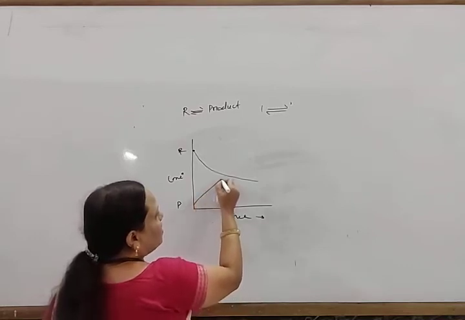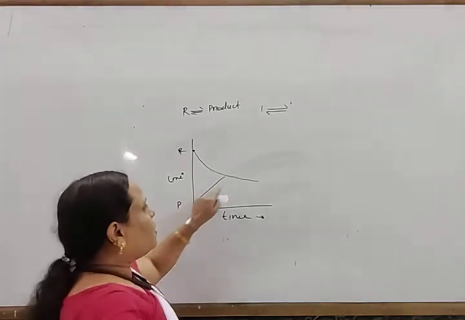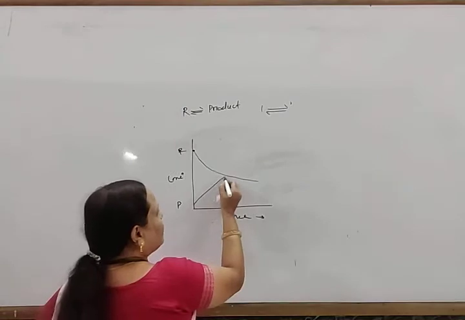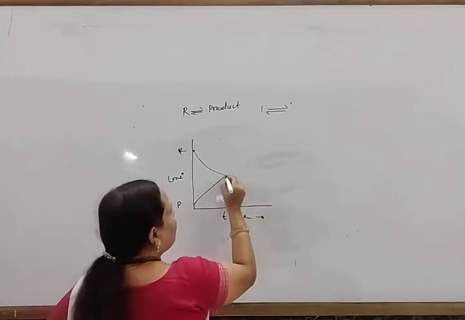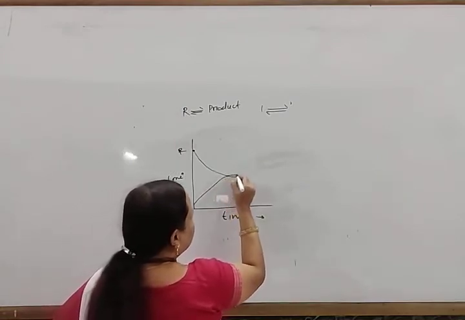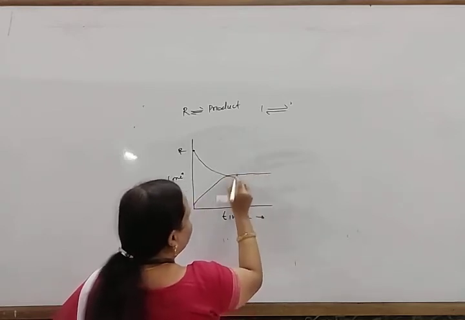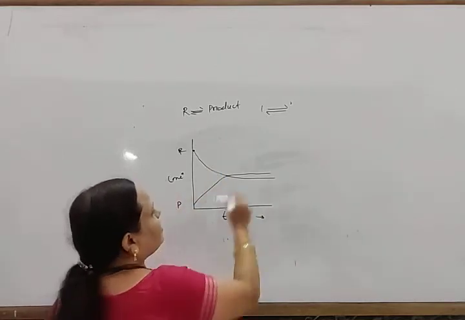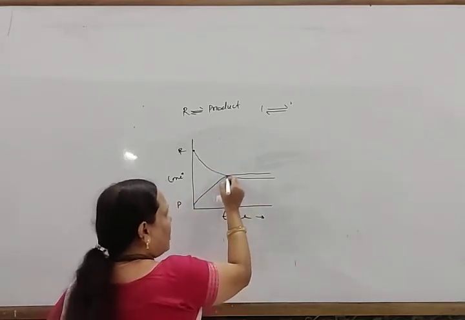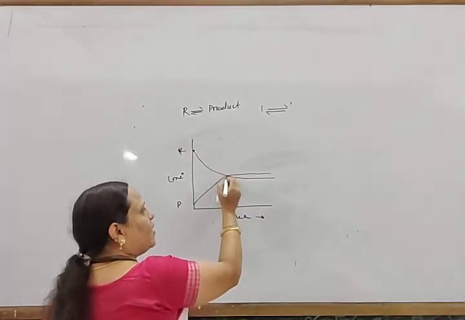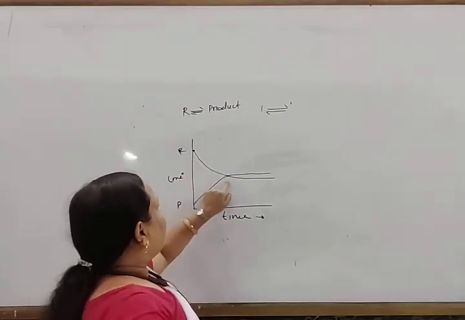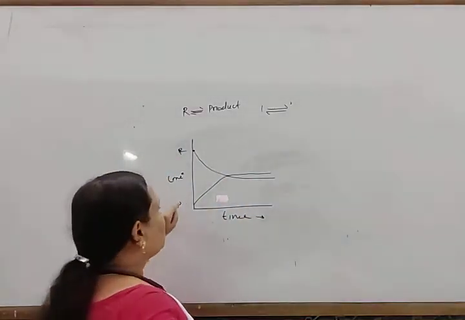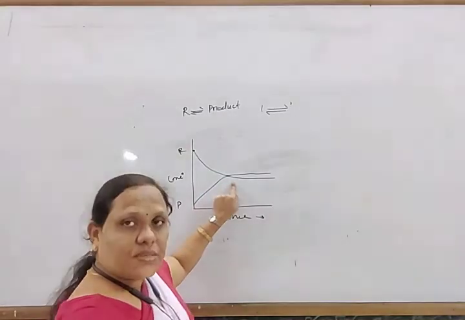So due to formation of product, the concentration of product increases and the concentration of the reactant decreases. So a time appears where the concentration of the reactant and the concentration of the product do not change with time, that will remain constant. So here the product and here the reactant. A condition is there where the concentration of the reactant does not change with respect to time, and the concentration of product also does not change with respect to time.